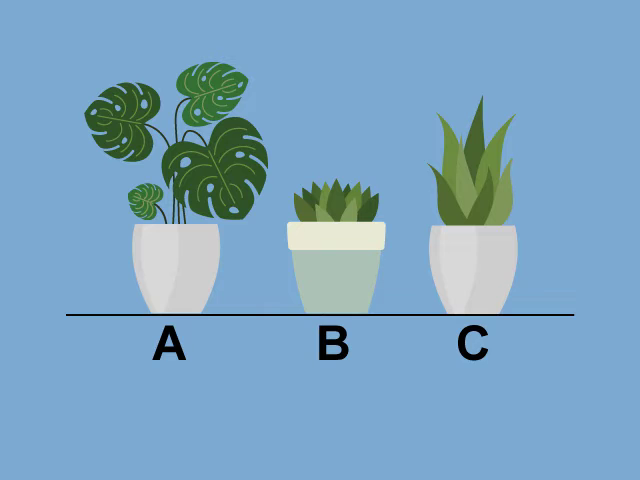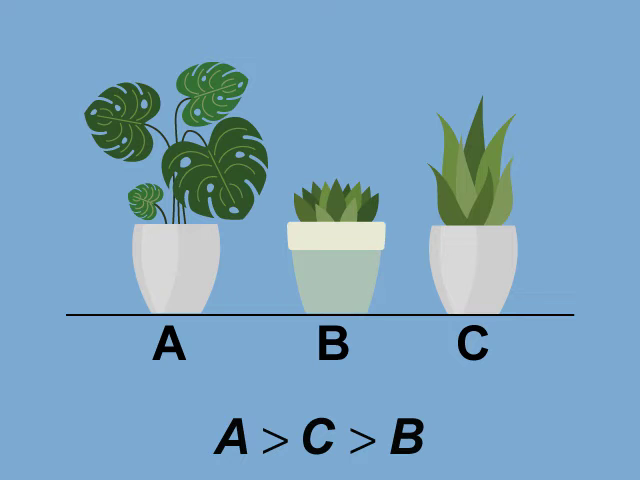If we let the letters represent the height of each plant, then we can arrange the heights from shortest to tallest using this inequality. B is less than C is less than A. In order from tallest to shortest, you can use this inequality. A is greater than C is greater than B.